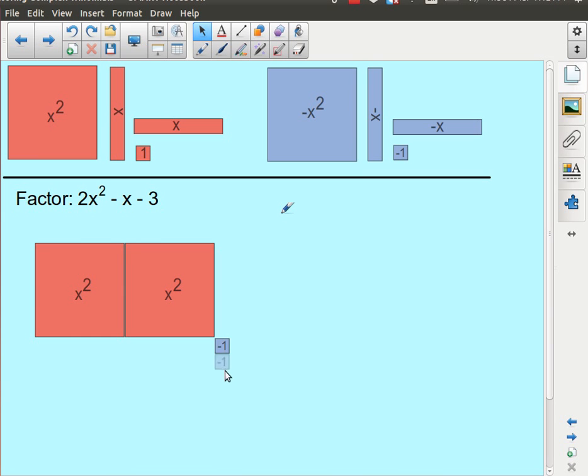Next, 2x squared minus x minus 3. So I will arrange this again more square and less long in the rectangle. And now minus x. So what can I do here? Now I'm already looking ahead. I can actually see that this isn't going to work out. I can put a negative x here. That doesn't actually help me. Or a positive x here.